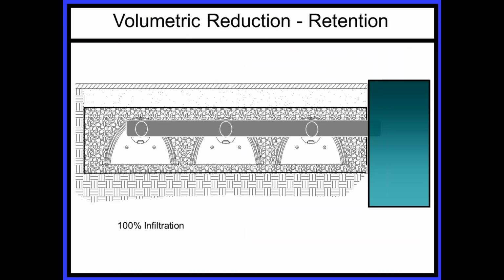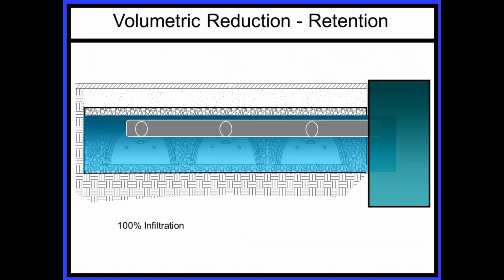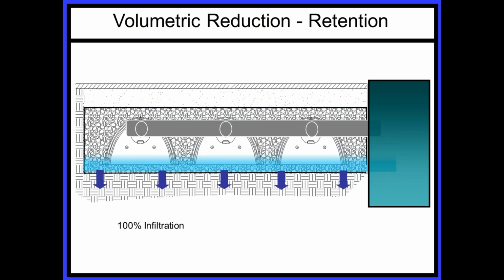Retention is the other method, as I mentioned earlier. Detention is holding the water and releasing it at a controlled rate. Retention is where there is no outlet. In a pure retention environment, water comes in, it fills the chamber system, and then it is infiltrated over a period of time into the ground. That is it. There is no other method for outlet.